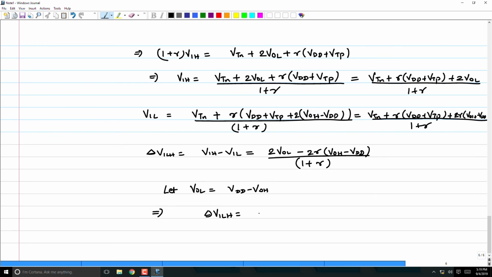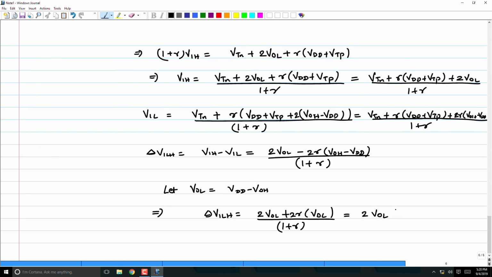VILH is 2 VOL plus 2R into VOL. Sorry. What does it simplify to? 1 plus R comes out and you have twice VOL. So, what are we saying? For a long channel inverter, this region in which the input is an indeterminate input is actually simply twice VOL. It's such a small region. It is almost like up to VDD by 2, everything is logic low. After VDD by 2, everything is logic high.